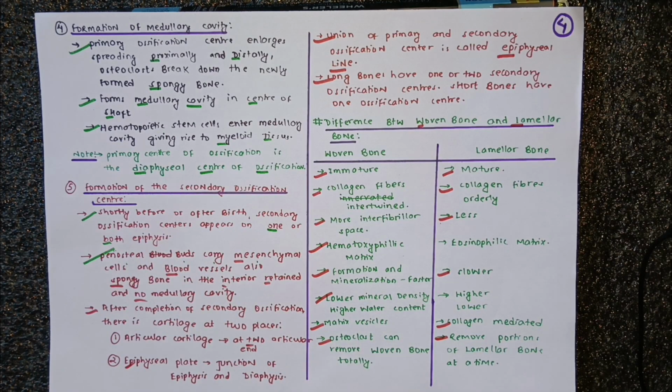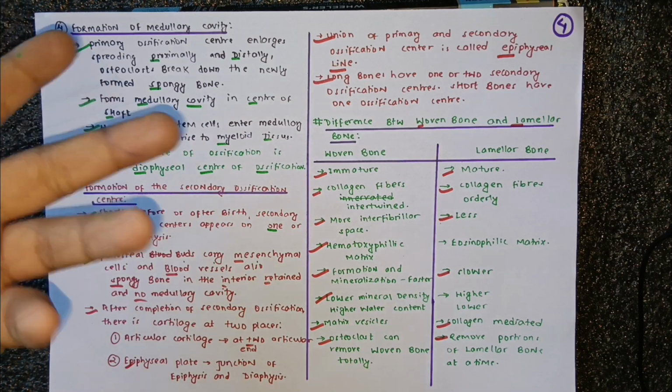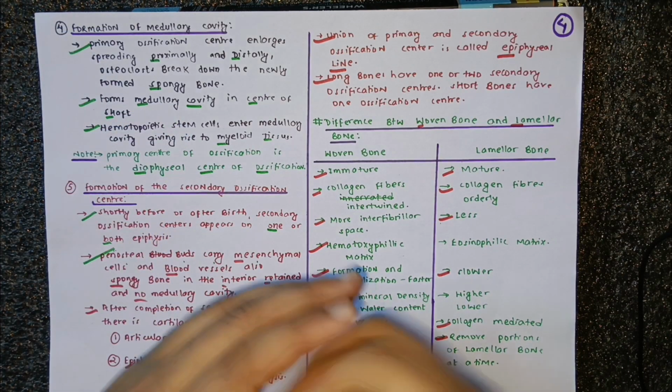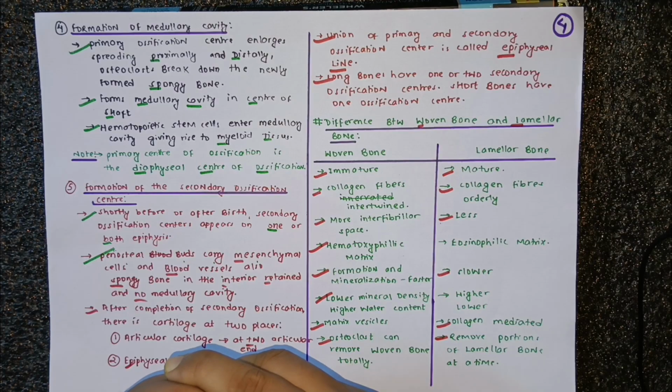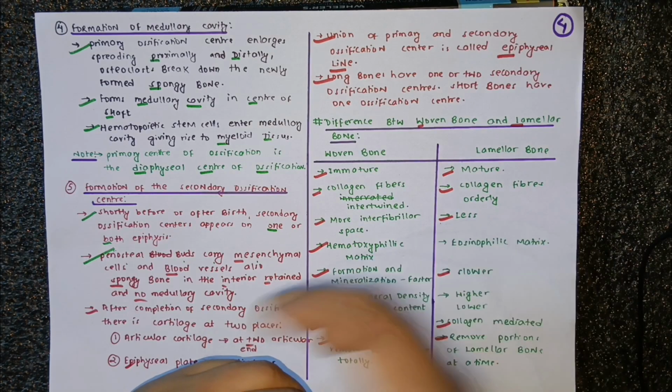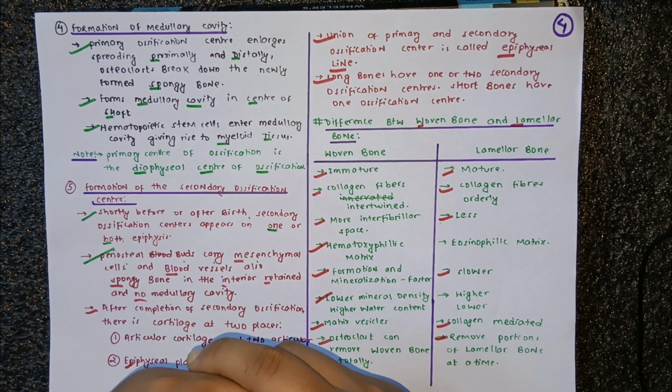So we have completed our topics for today's video. We have discussed endochondral ossification, intramembranous ossification, and the difference between woven bone and lamellar bone. Now in the next video we will be discussing further other topics in this chapter, alveolar bone.